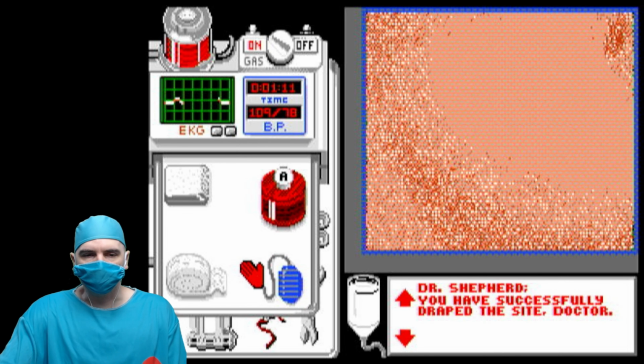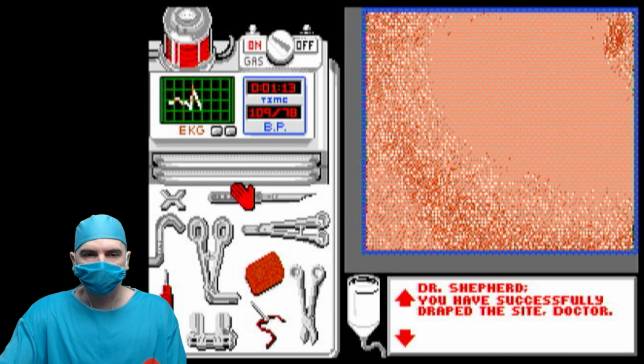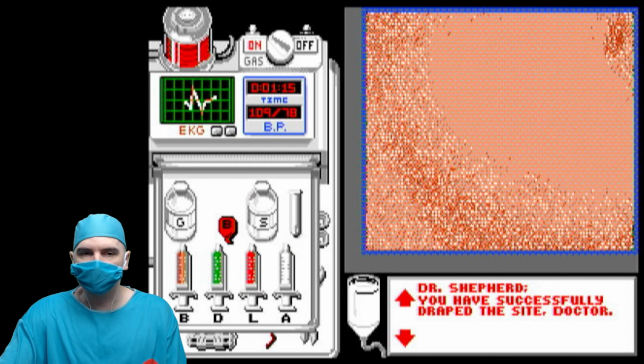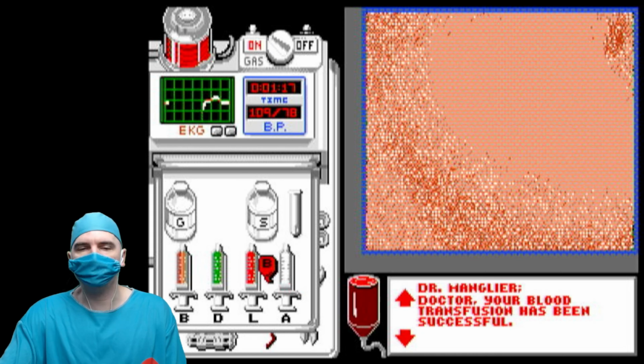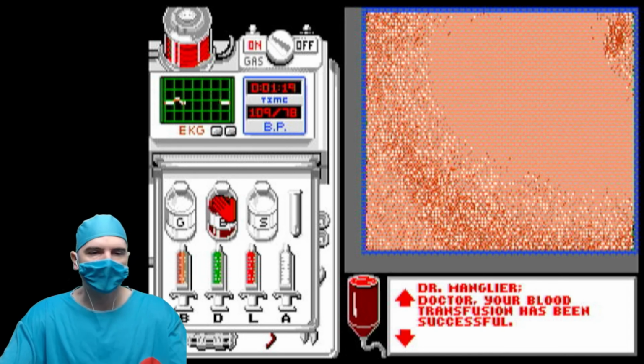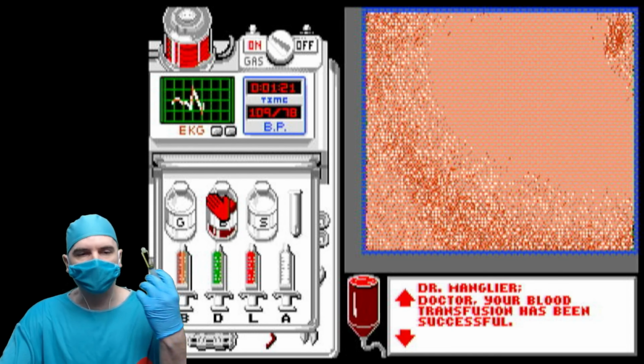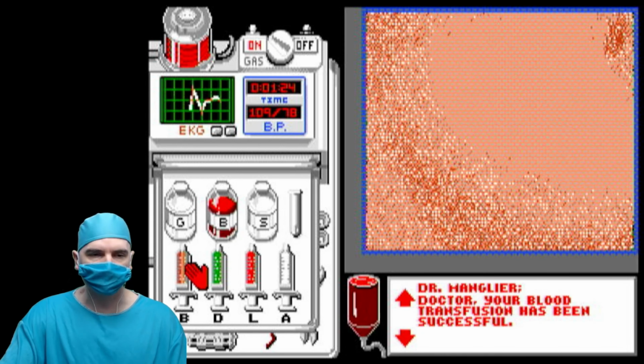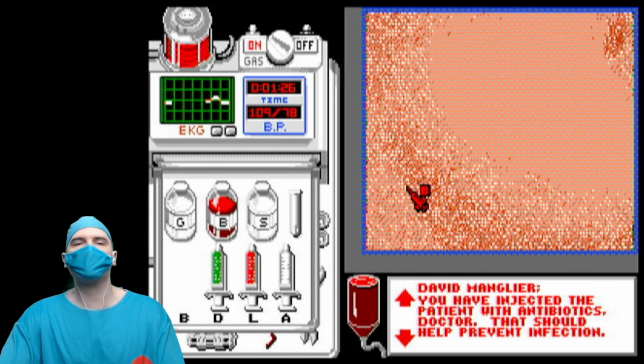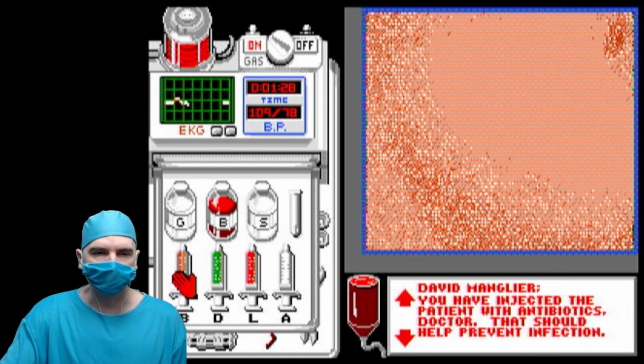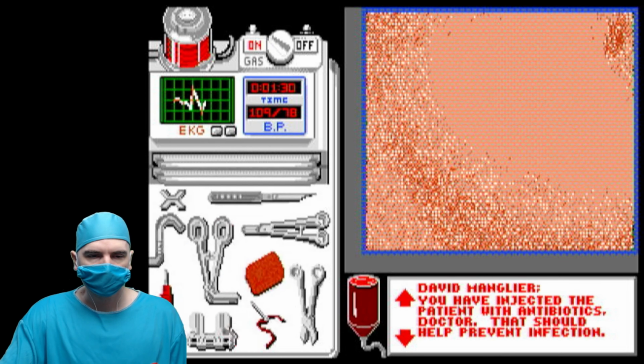Okay, so we must, of course, have blood. We need blood. Very, very important we have blood in there. Doctor, your blood transfusion has been successful. Right, so we're now going to give this patient some antibiotics. So give some antibiotics. There we go. Fantastic. You have injected the patient with antibiotics, we are now ready to rock and roll, doctor. That should help prevent infection.